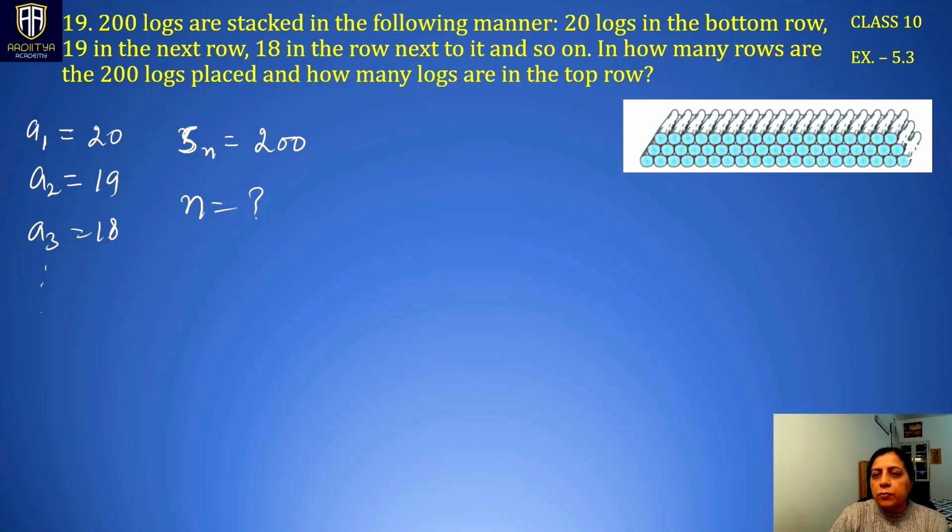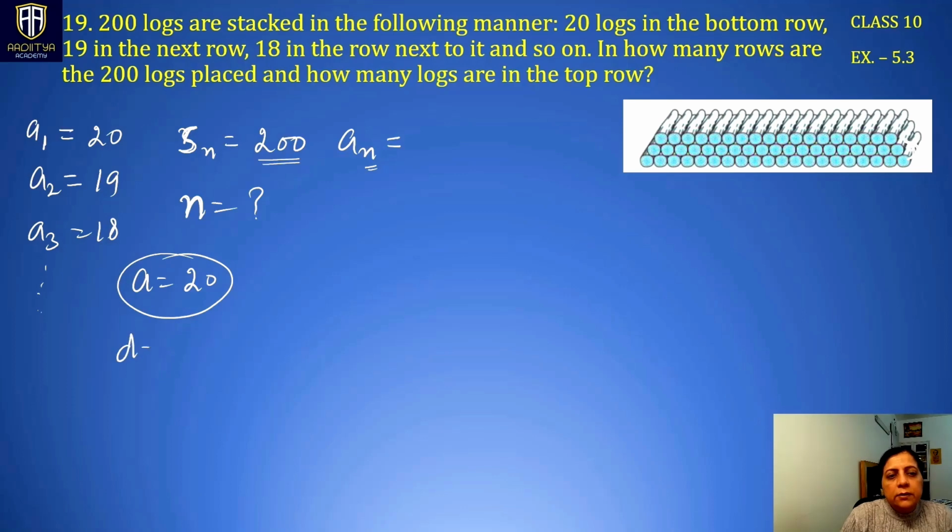A1 represents the first row, A2 the second row, A3 the third row. So in how many rows can we arrange 200 logs of wood in this manner? So n we have to find. And how many logs are in the top row? We have to find the number of logs in the top row. Like if we have n rows, what is the number of logs? That denotes An, right?